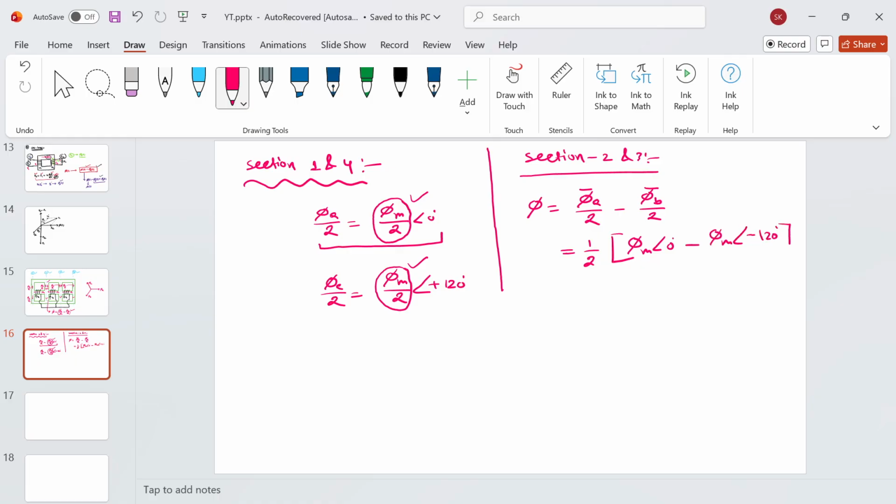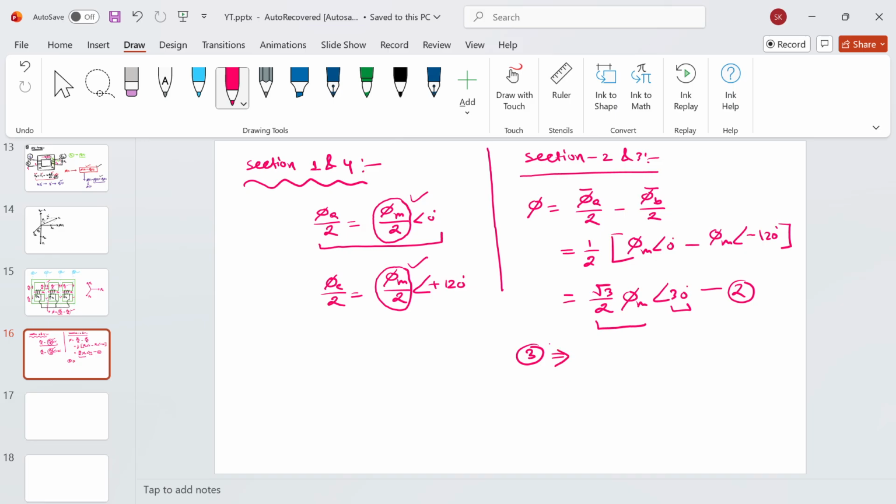minus 120 degree. So if you calculate this one, you will get root 3 by 2 phi m at an angle of 30 degree. It is for section 2. If you calculate for section 3 also, you will get the same magnitude, but there will be a difference in the phase. Let me calculate for section 3 also.